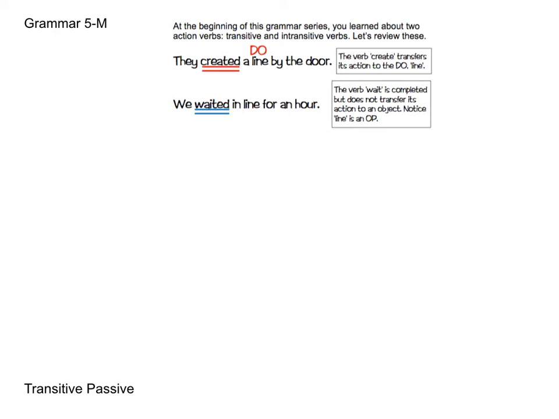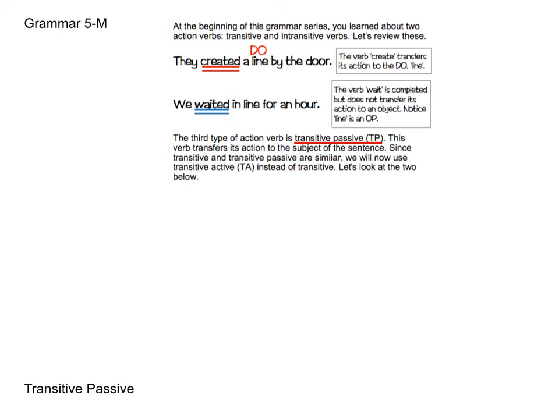So now we're going to introduce transitive passive, which is a 3rd type of action verb. And it's slightly different because it transfers its action to the subject of the sentence. So because we have transitive and transitive passive, we are now going to label transitive as transitive active so that we don't get confused between the two. Let's look at an example of transitive passive.